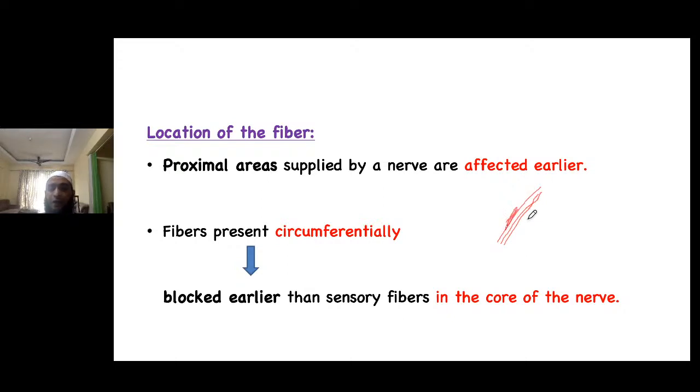Okay, it will block first the ones present in the outer area, as compared to the nerve fibers which are present in the core area. So this is the core area, so it will be blocked later on. All those nerve fibers which are present circumferentially are blocked first as compared to those sensory fibers which are present in the core. This is how local anesthesia changes with change in the location of the nerve fiber.